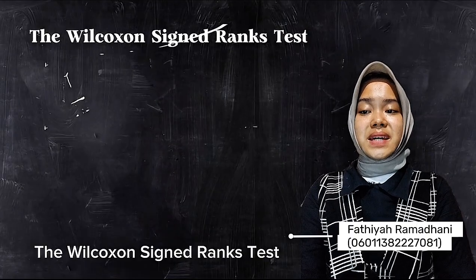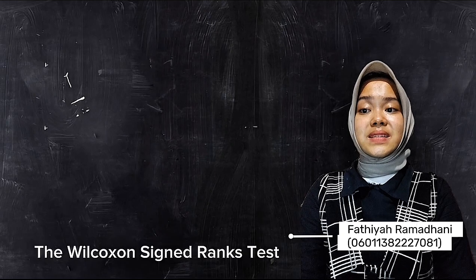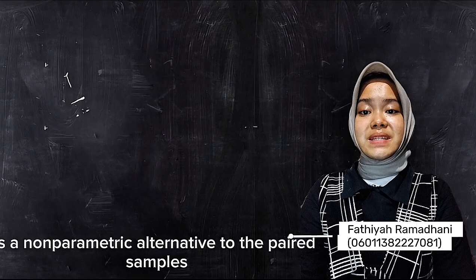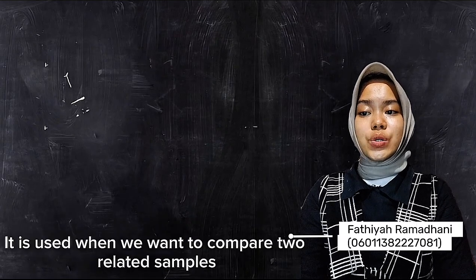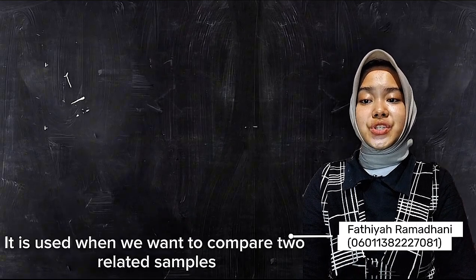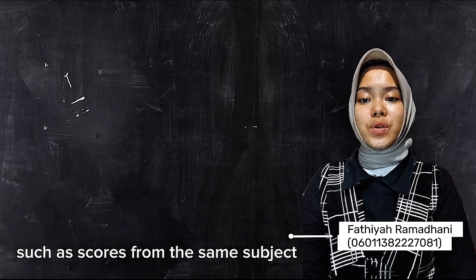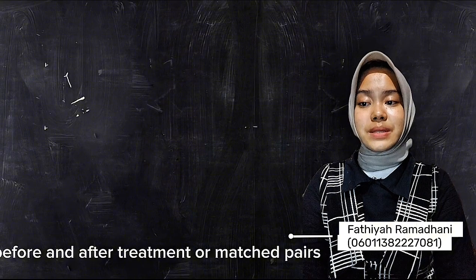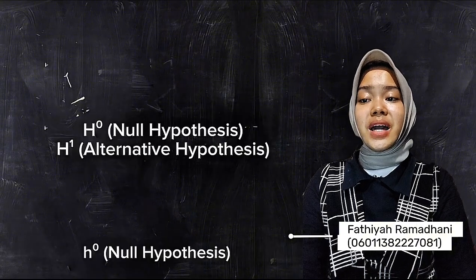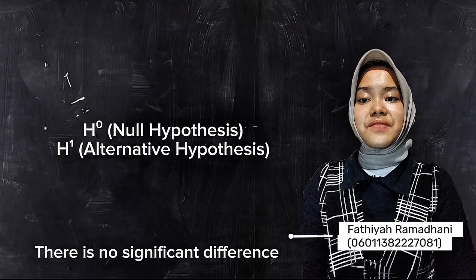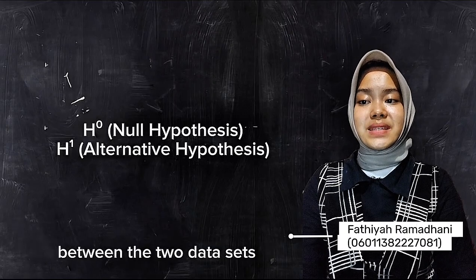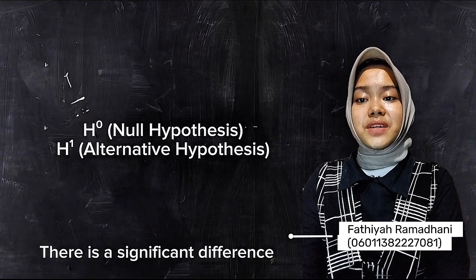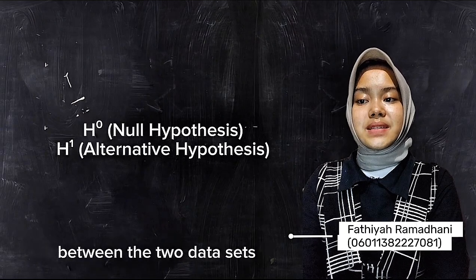The Wilcoxon Signed Ranks test. The Wilcoxon Signed Ranks test is a non-parametric alternative to the paired samples t-test. It is used when we want to compare two related samples, such as scores from the same subject before and after treatment or matched pairs. H0, null hypothesis: there is no significant difference between the two datasets. H1, alternative hypothesis: there is a significant difference between the two datasets.